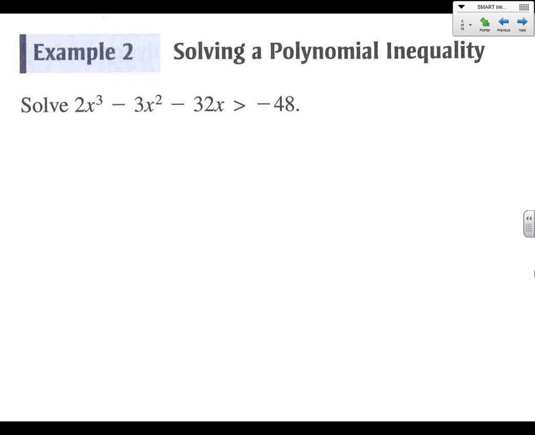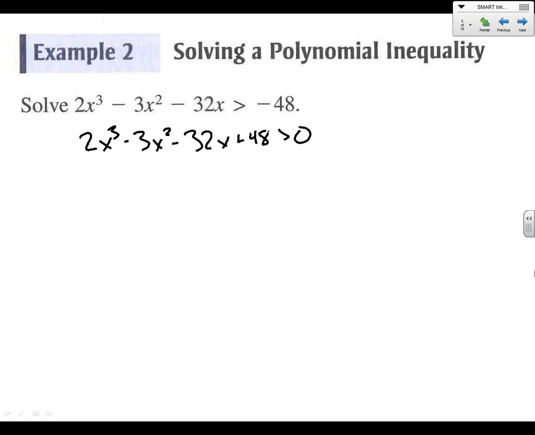Right, let's try example 2. Same steps as before, but we do need to get 0 on one side first. So 2x cubed minus 3x squared minus 32x plus 48 is going to be greater than or equal to 0. Let's go ahead and see if we can solve this by grouping first.